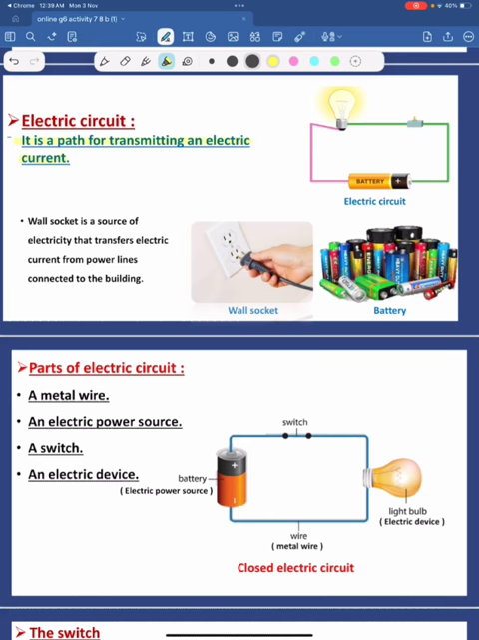As shown here, an electric circuit: battery, lamp and wire. The wall socket in your home is a source of electricity that transfers electric current from power lines connected to the building.